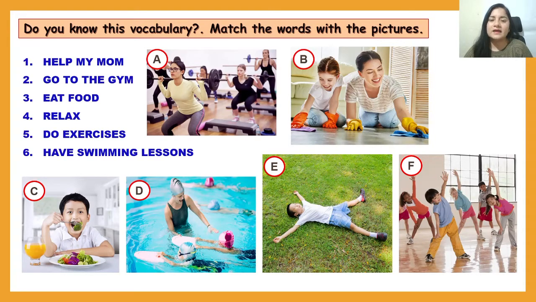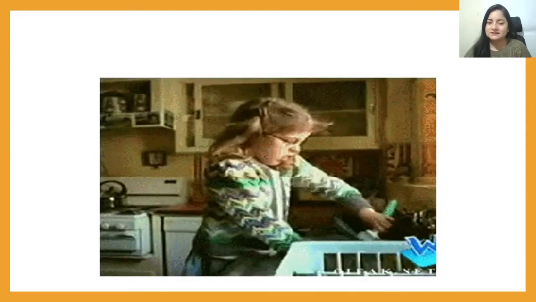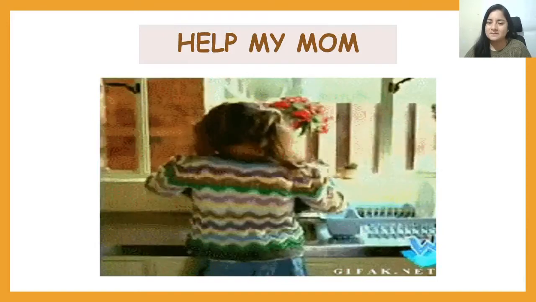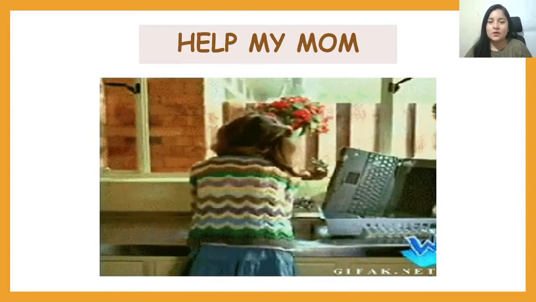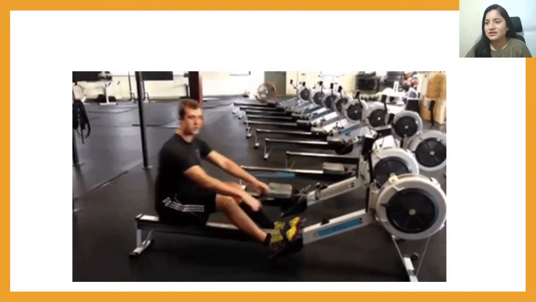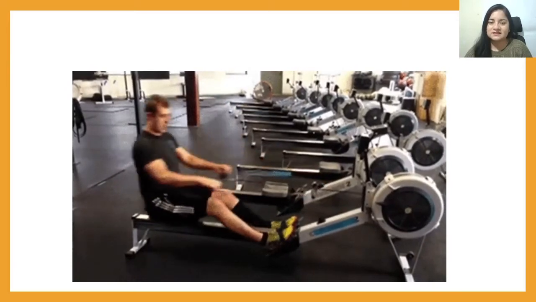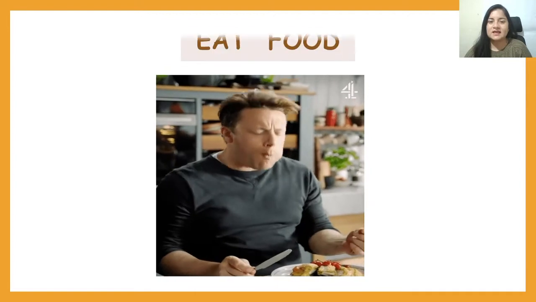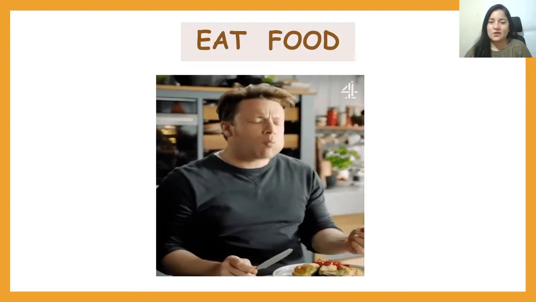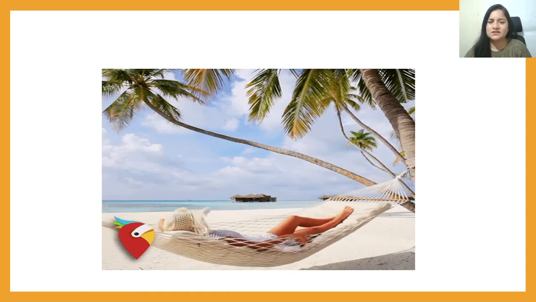Now, I have here the complete vocabulary in different and separate pictures. So, for example, what action is it? Help my mom. Yes, excellent. What about the next? What action is it? This is go to the gym, of course. What about this? A man, and the action is eat food. What is it if I show you this? What action is it?